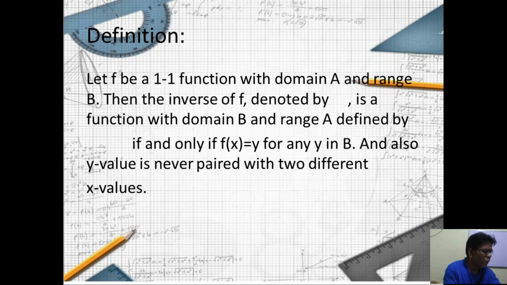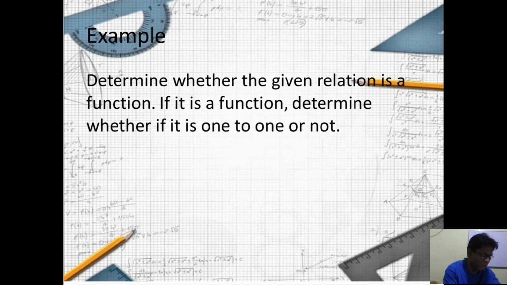Okay, so let function f be a one-to-one function with a domain in set A and range in set B. Then the inverse of f, denoted by f^-1, is a function with domain in set B and range in set A, defined by f^-1(y) = x if and only if f(x) = y for any y in set B. Also, a y value is never paired with two different x values. Okay, so we have an example.